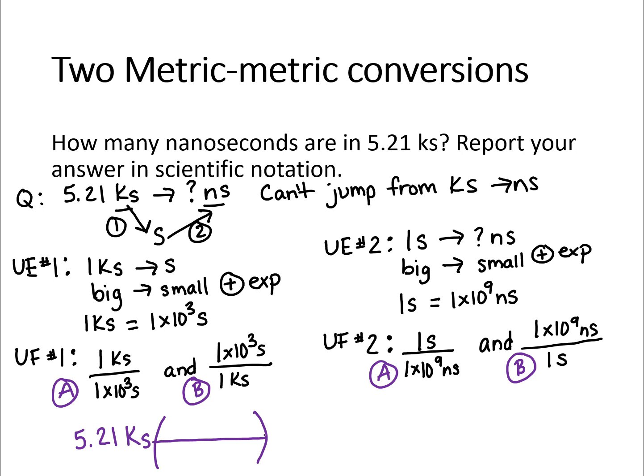What unit do I need to have on the bottom? And what unit do I need to have on the top? So you can tell me whether I'm using A or B. You can tell me what should be in the top, what should be in the bottom. Just share something that you know. Yeah. So to cancel, we're going to have kiloseconds in the bottom, which means seconds in the top. And we're going to use B.